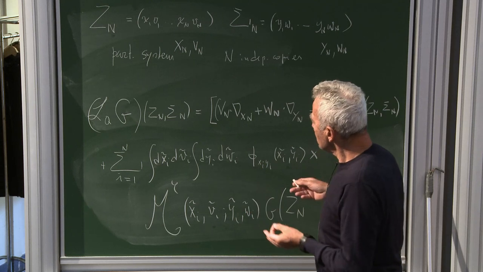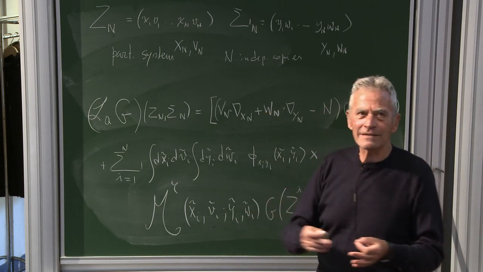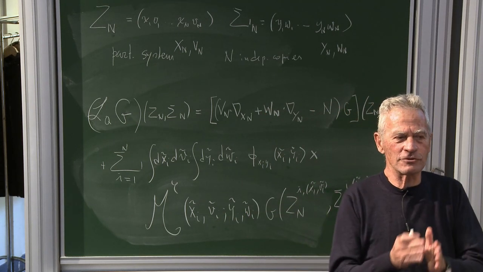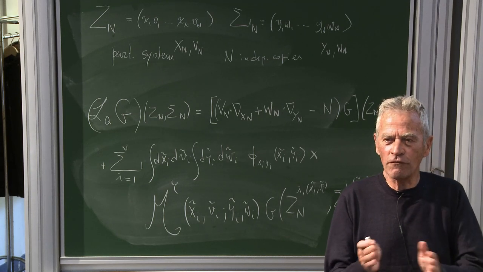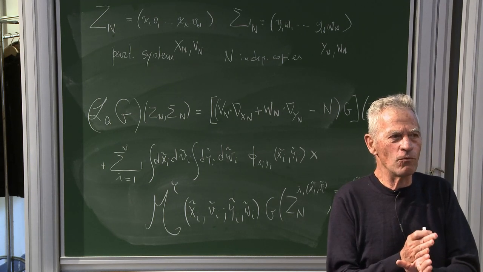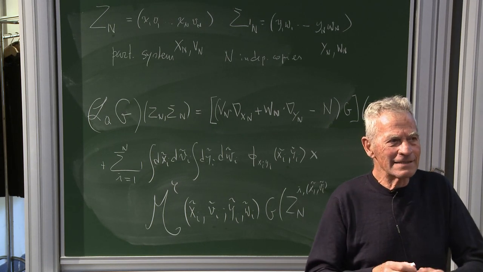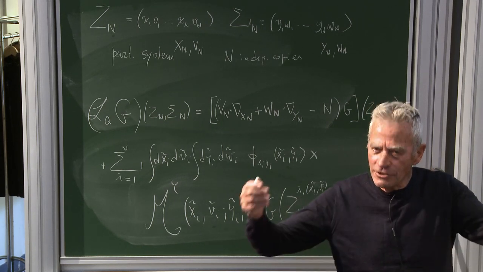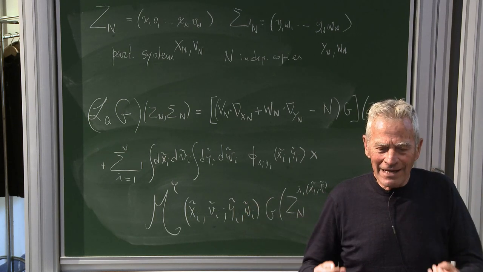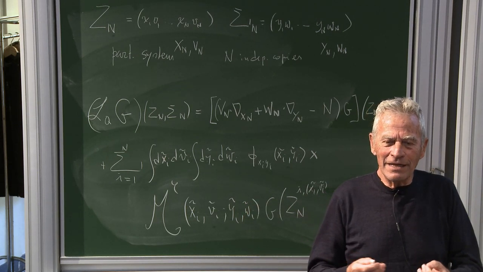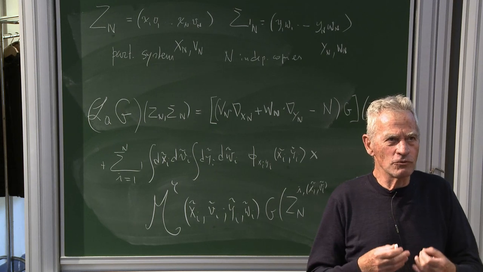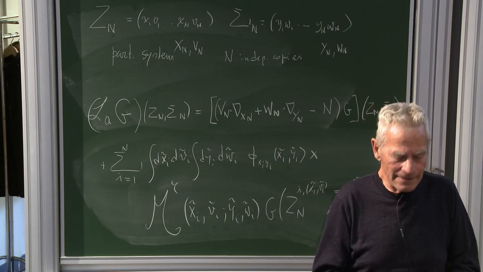Initially, the law of this process is exactly a delta function on the product. So the configurations are, with probability one, the same. But at some point they can change, and I try to make the minimum change possible to optimize the Wasserstein distance.